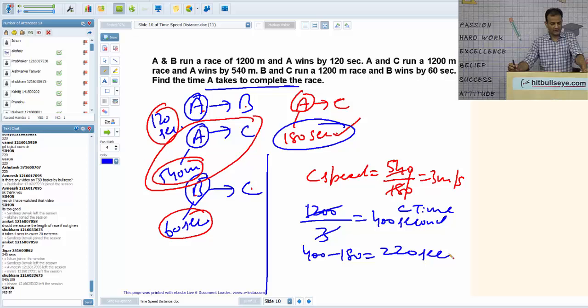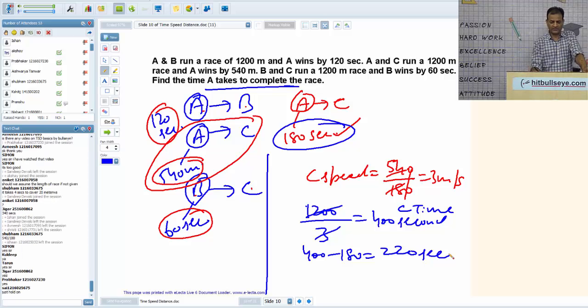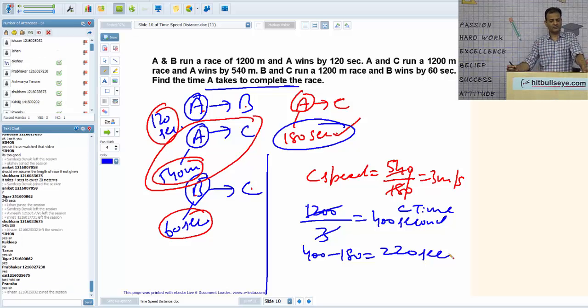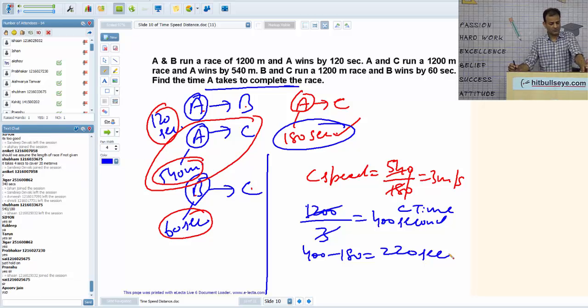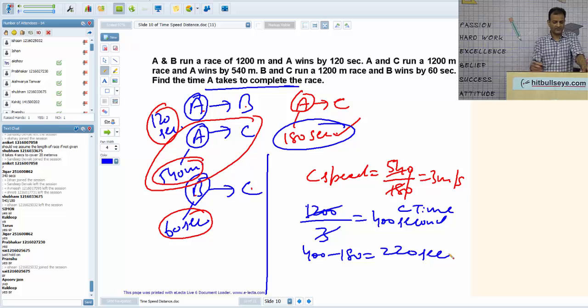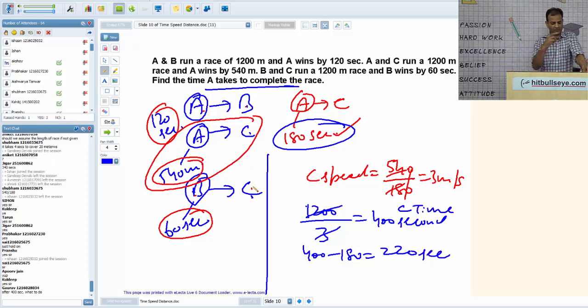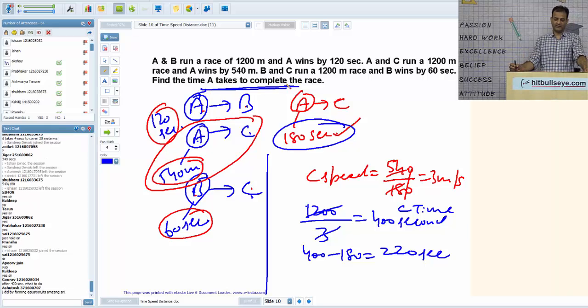Clear, friends? Same line. This is a very important line: A can give B a start of 4 seconds or 20 meter. So the same thing is applied. Initially A and B, then A and C, then B and C. After getting 400 seconds, this 400 seconds is the time of C. What are they asking? The time A takes to complete the race. A has given a 180 second lead to C, so A will take 180 seconds less than C.